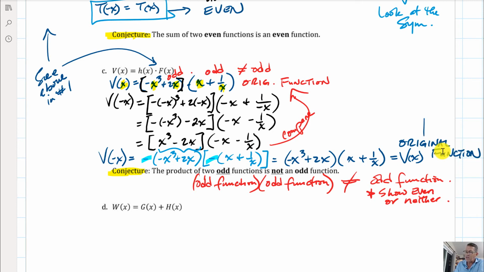you know that you have an even function, and that's by definition. Whenever you substitute a negative x and you get the original function back, you have an even function. And I just showed that it's not odd, because if it's even, then it's obviously not odd. So I just proved this conjecture right here. We had to show that a product of two odds, an odd times an odd, does not give you an odd. And since I showed it's even, I did my job.